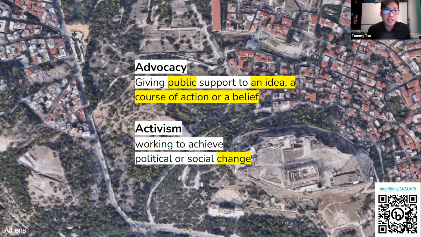Advocacy is defined as giving support to an idea, a course of action, or a belief. And activism means working to achieve political or social change. Right? The emphases are highlighted in yellow. It's the public sharing of ideas and beliefs that causes action and change. And this very grassroots level of voice and action can trace back to the founding place of democracy.